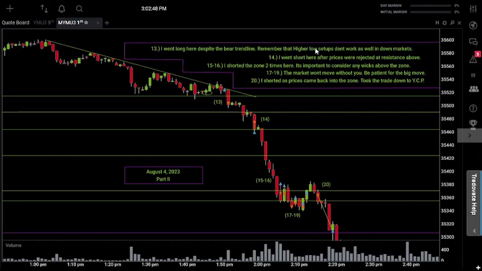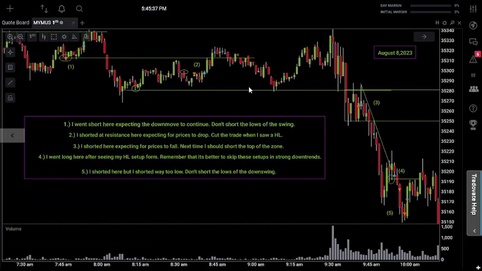Remember, the higher low setups don't work as well in down markets, and I think that's the biggest lesson to take away from here. Also, I made the same mistake on August the 8th this year too, and I did that on trade number 4. So let's read the notes for that.